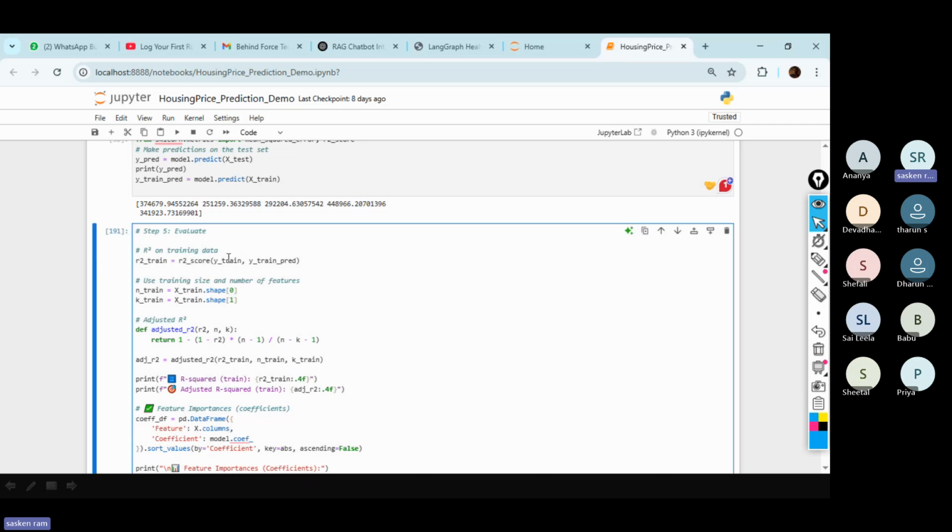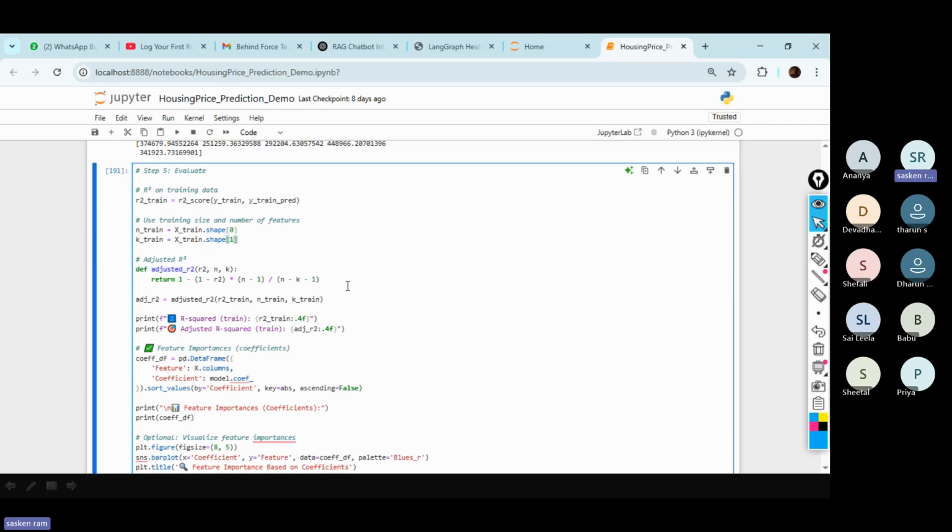And for this, I'm just passing the actual housing price value and then the predicted housing value of my training data set. Because if I use the test data set, the value is much lower and it will not give me a good value. And then I use the training set and the number of features here, and I computed the adjusted R square.